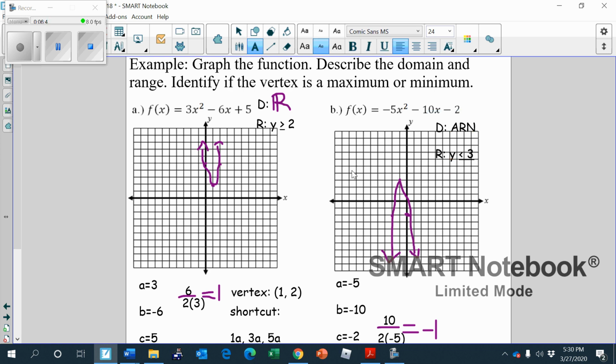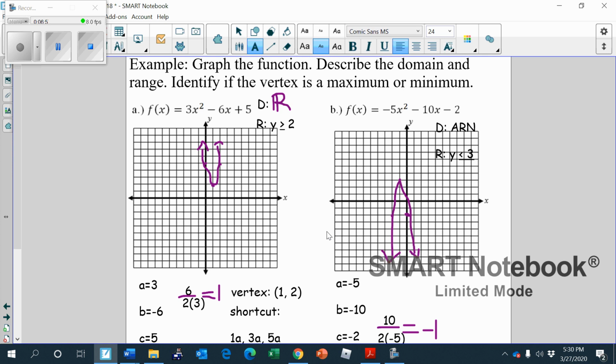Okay? So those are our examples, and that's how we graph. And again, we're putting everything together. So we're graphing, starting out with our vertex, and then our 1A, 3A, 5A shortcut, and then we're describing the domain and range. And the last little part of this is: is the vertex a maximum or minimum?